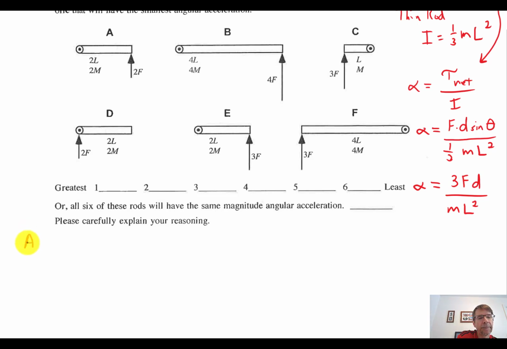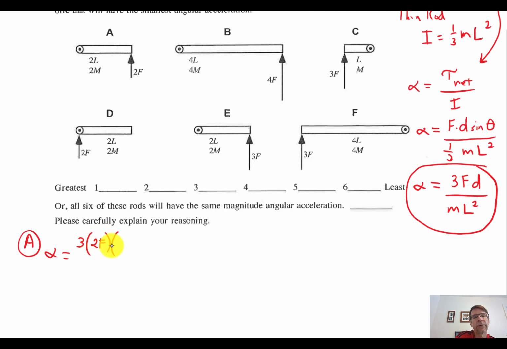For A, the alpha, the angular acceleration, is going to be, I'm going to use this equation over here. I'm going to circle it. And you're going to find out that the 3 doesn't really matter, but I'm going to use it anyway. But in case A, you have 3 times the applied force, which is 2F, times the distance at which the force is applied, which is 2L, divided by the mass of the rod, which is 2M, times the length of the rod squared, which is (2L) squared.